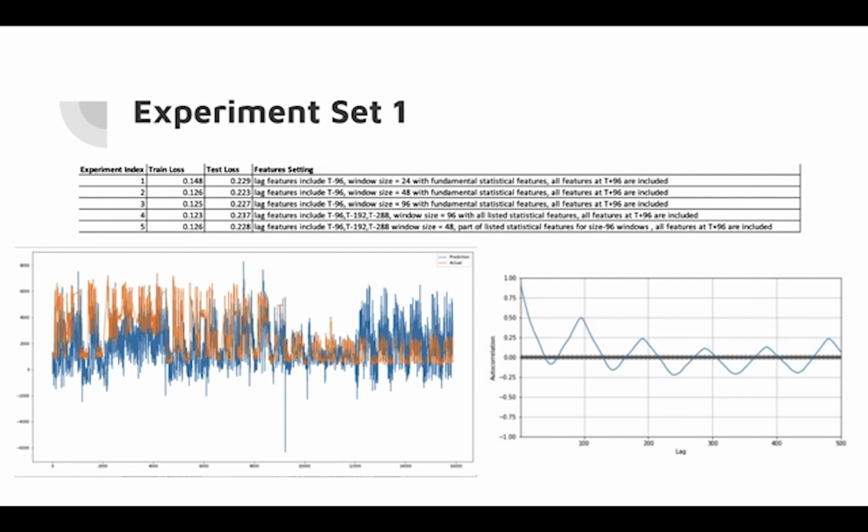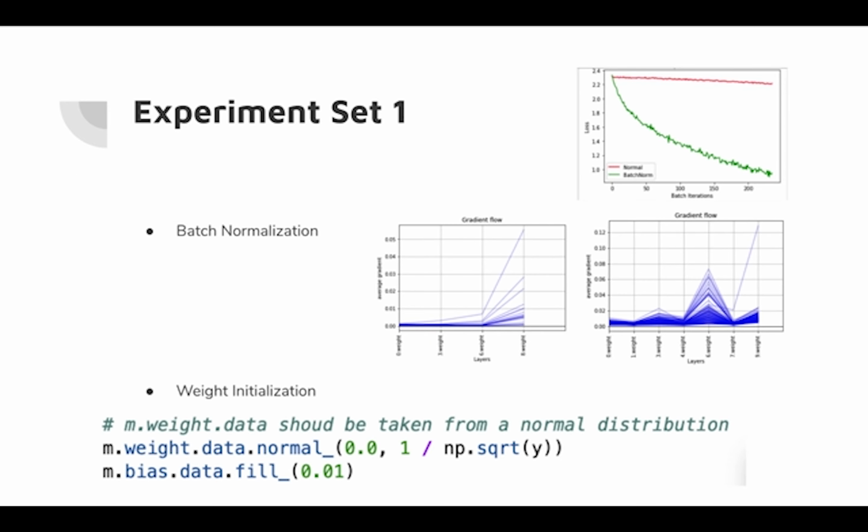From the lag graph, we can see the lag peaks at 96, which is good, but the line plot shows the forecasting is not satisfactory. During the experiment, we find adding batch normalization is important because the gradient may disappear during the back propagation, and adding batch normalization can help the loss decrease.